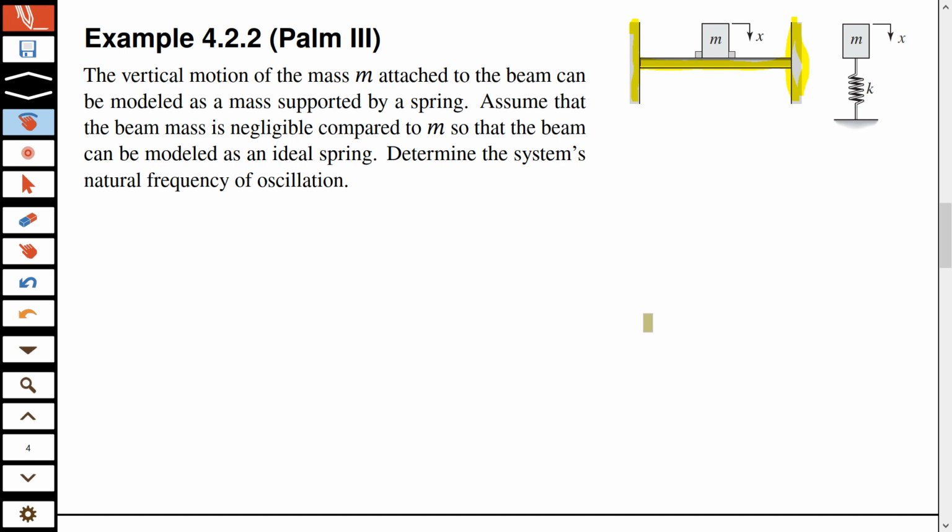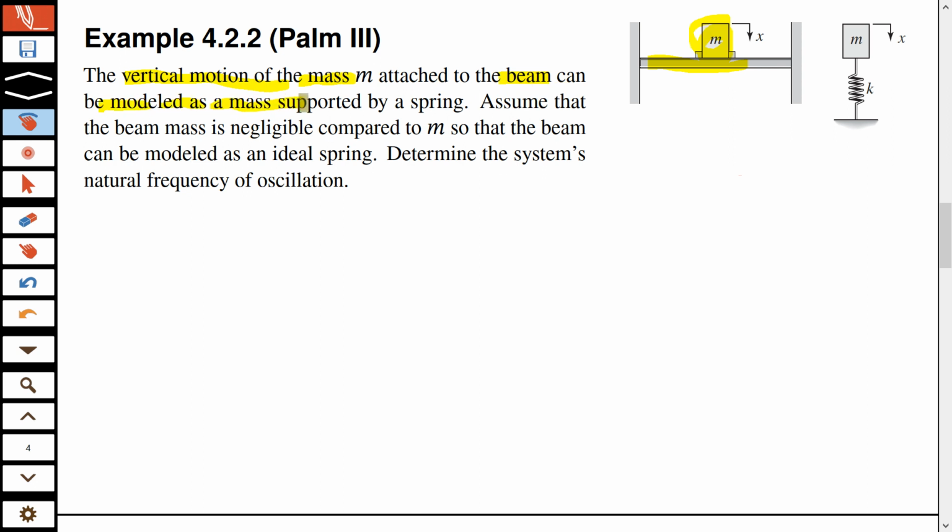Simply supported beam है, लेकिन ये कौन सा वाला है? ये vertical वाला नहीं है, ठीक है ना? ये वाला vertical वाला supported नहीं है, side वाला है. So and cantilever भी नहीं है क्योंकि एक side पे free नहीं है. So the vertical motion of the mass m attached to the beam. So ये beam के ऊपर एक mass आपने रखा हुआ है जिसको support कर रहा है.